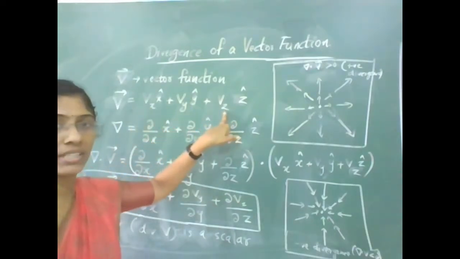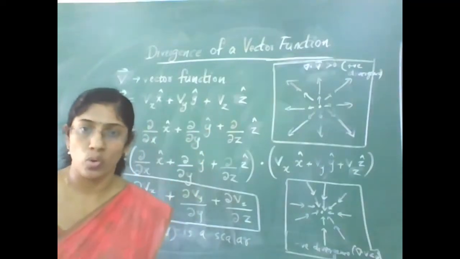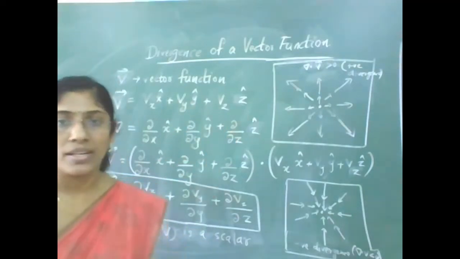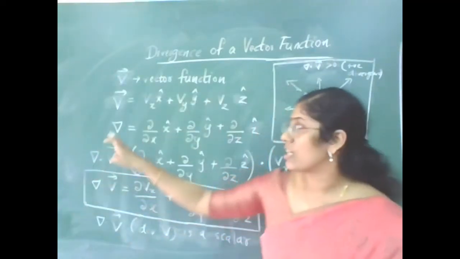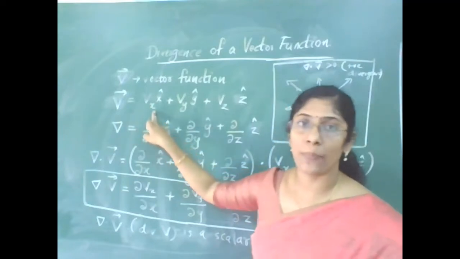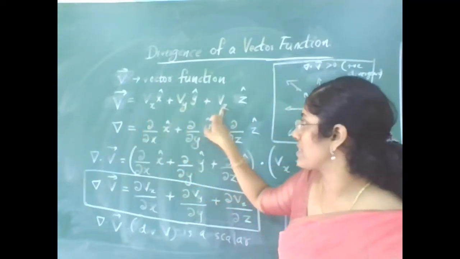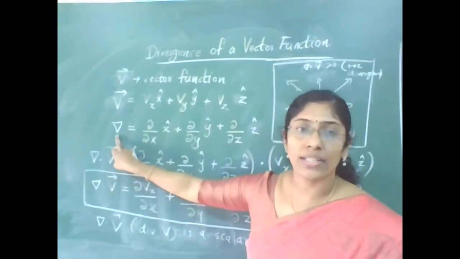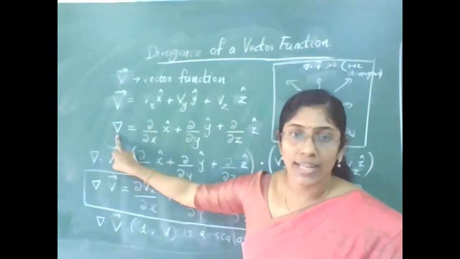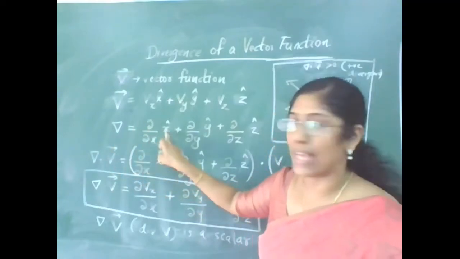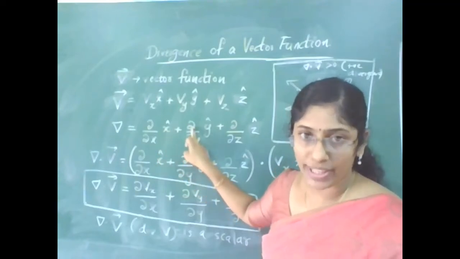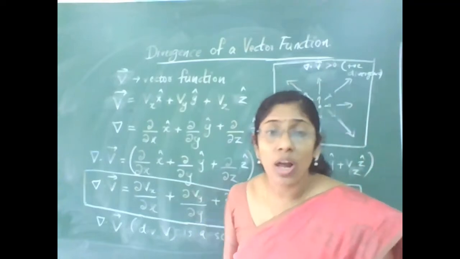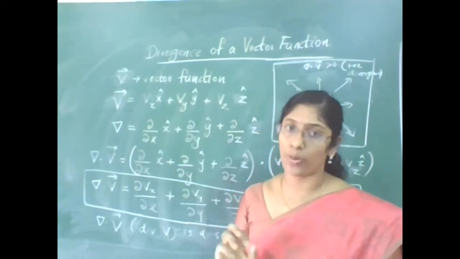Vx, Vy, and Vz. In the Griffiths text, we follow the unit vector notation x cap, y cap, and z cap. So, a vector V is equal to Vx x cap plus Vy y cap plus Vz z cap. You already learned the del operator. Del operator is also a vector. So, its components are dou by dou x x cap plus dou by dou y y cap plus dou by dou z z cap.